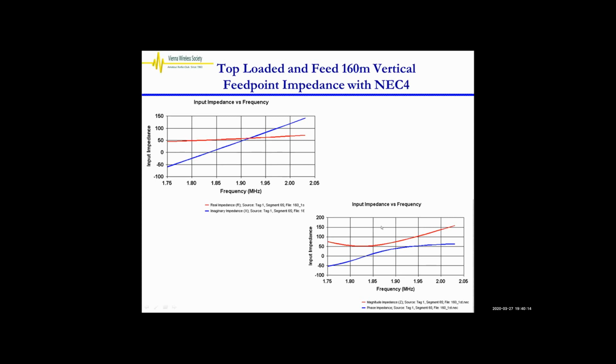And again, this is the magnitude phase plot of the same data. So again, you can see the input impedance, where the red line is my magnitude, again very close to 50 ohms here, and the blue line is the phase angle of that. So that's kind of the show.